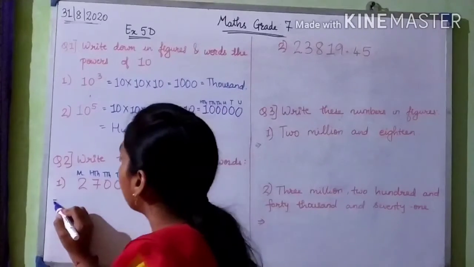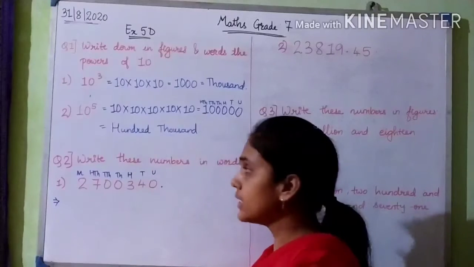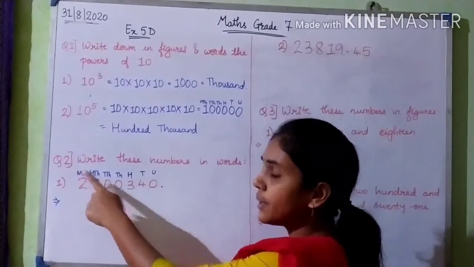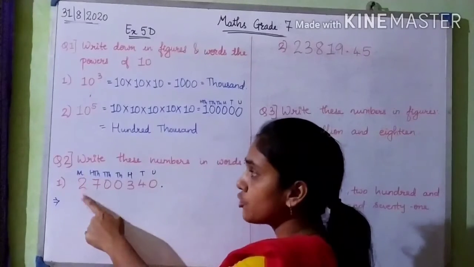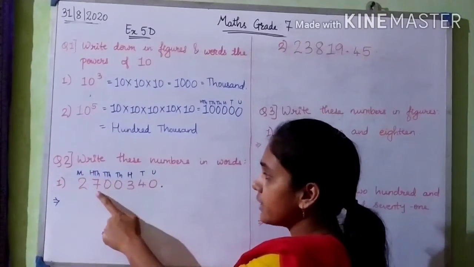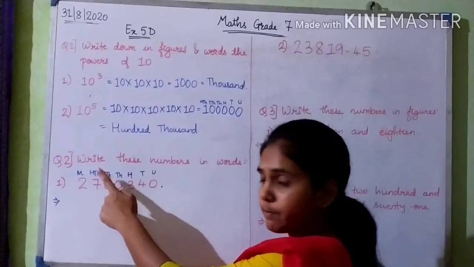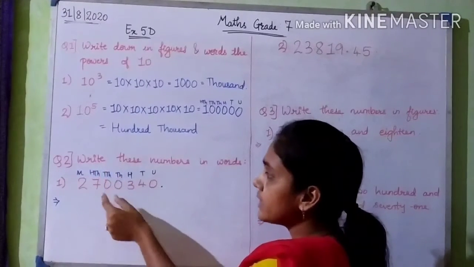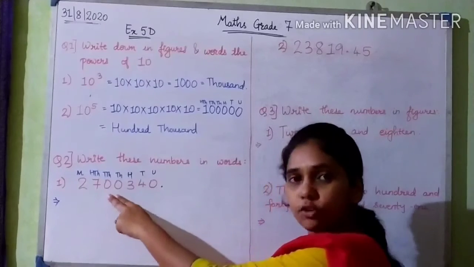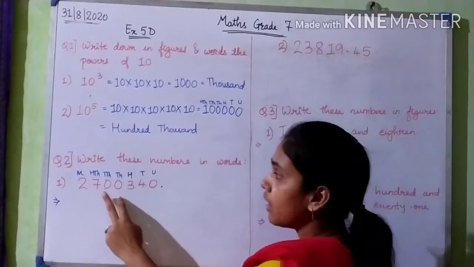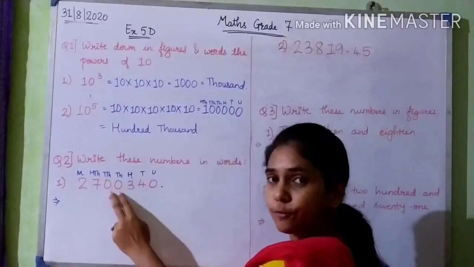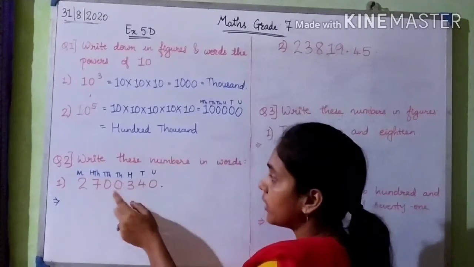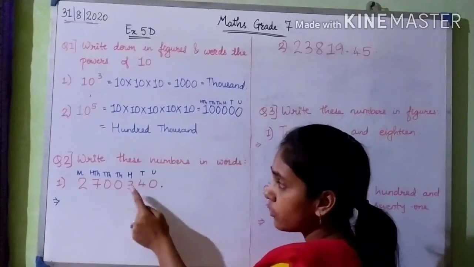So how to write in words? First we check the first number. The first digit is 2 and it is in the millions place. So we write it as 2 million. Then the next number 7 is in 100,000 place. So we read it as 700,000. Then the next is 0, 0. If there is 0, we don't have to write anything for zeros. So this becomes 2,700,000. Now if there are 0s, we go to the next number.